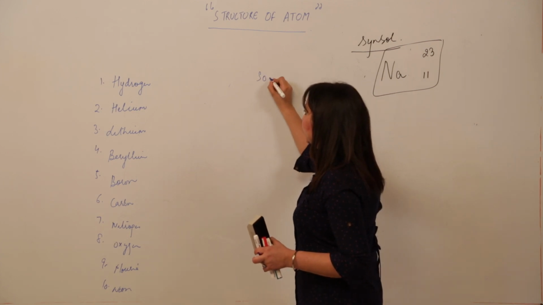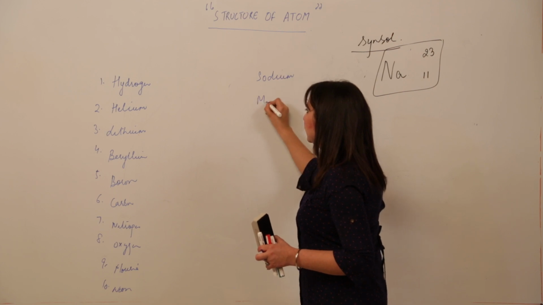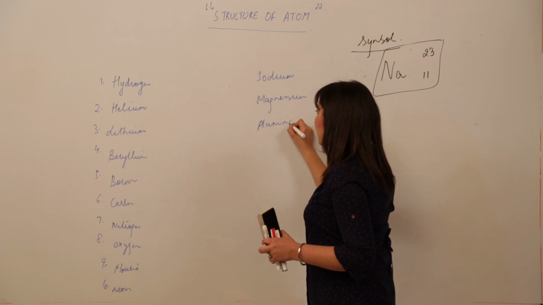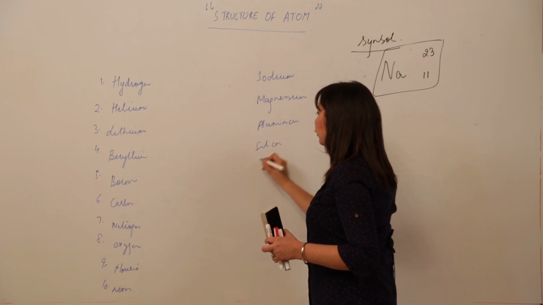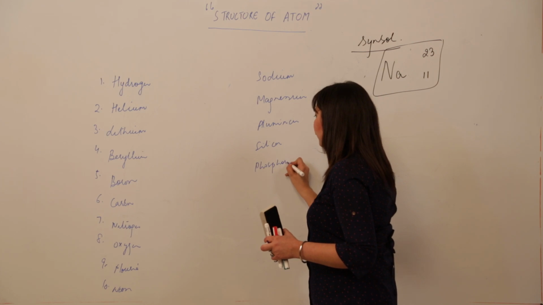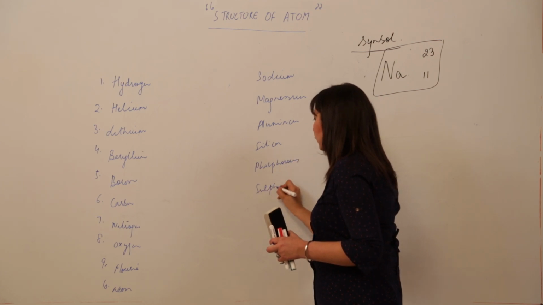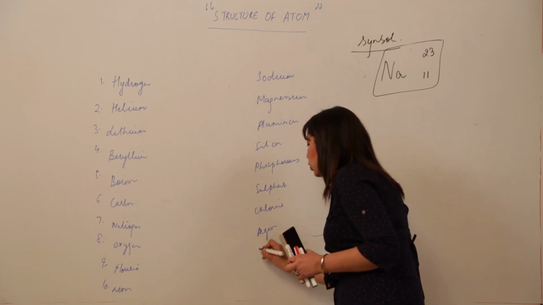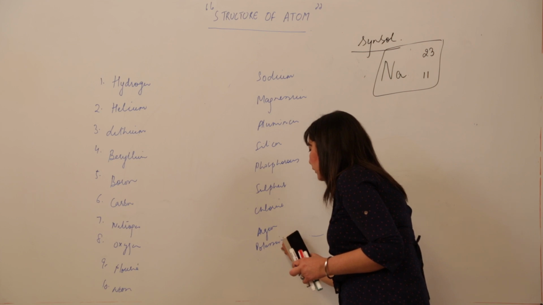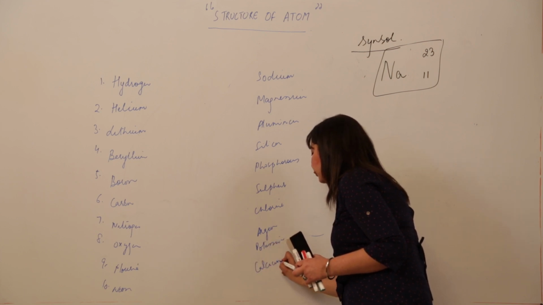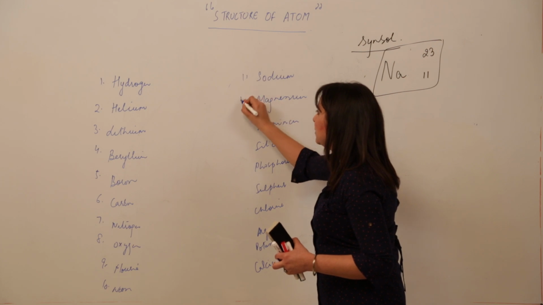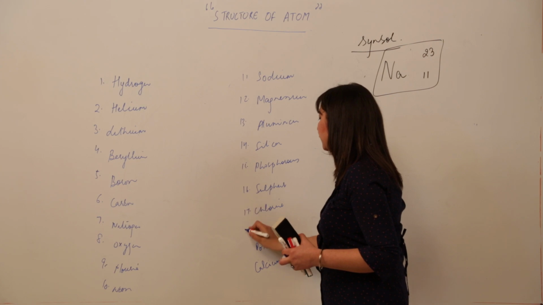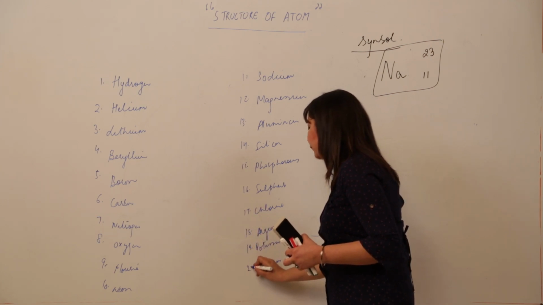The next one is sodium, magnesium, aluminium, silicon, phosphorus, sulfur, chlorine, argon, potassium, and the 20th is calcium. Now at least you should remember 20 atomic numbers. These are the basic ones, don't forget them, keep in mind, try to recall them.